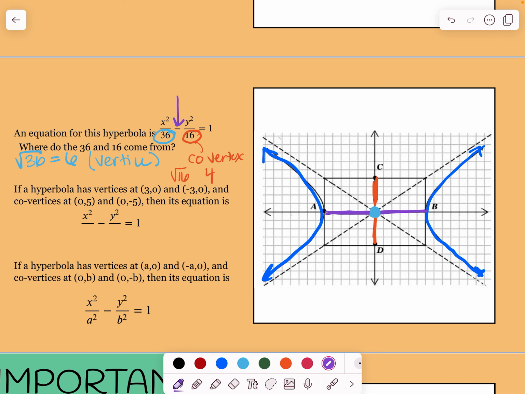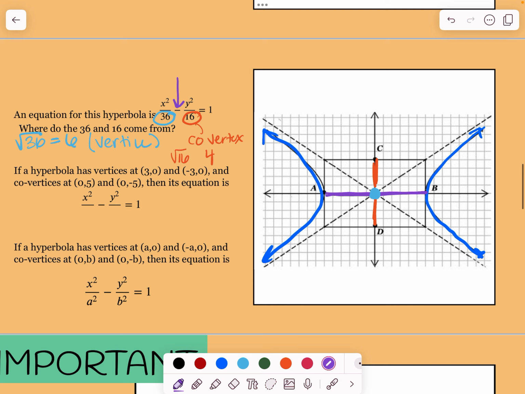So now I've got an equation for you, and I am saying, a hyperbola has vertices at 3, 0, so over 3, up 0, back 3, so negative, left 3, up 0, right? So that was a distance of 3. And then I'm saying co-vertices at over 0, up 5 and over 0, down 5.